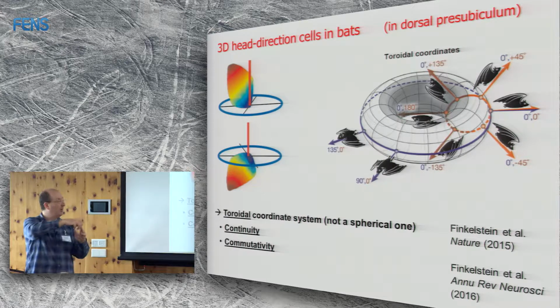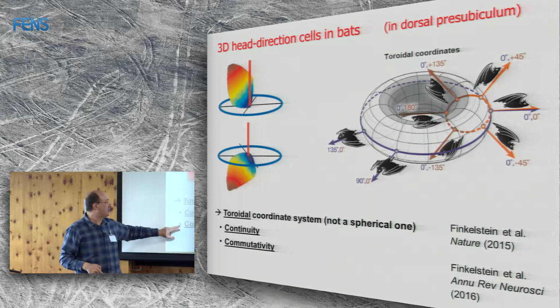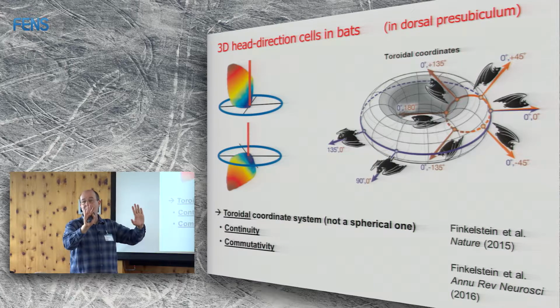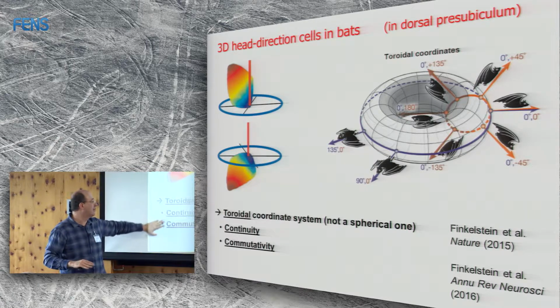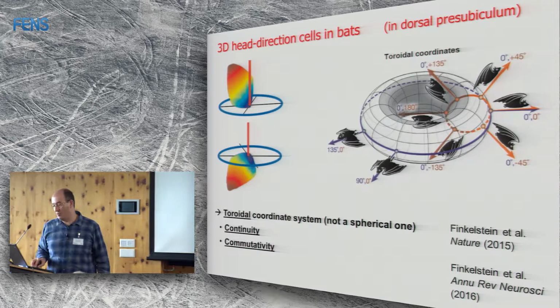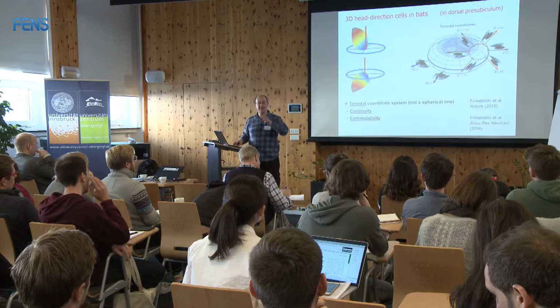So they have this dual kind of behavioral and neural trick. If you behaviorally do not roll and neurally you represent your 3D direction on a torus, then it's commutative. So this is how, at least in the bats, they've solved this problem.